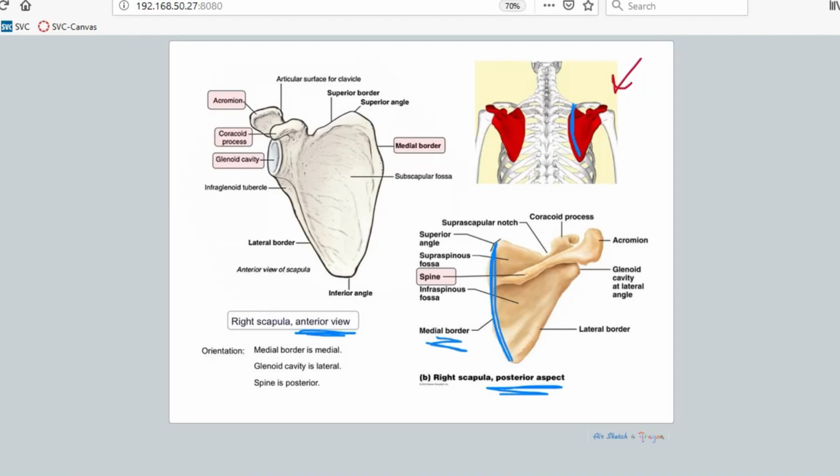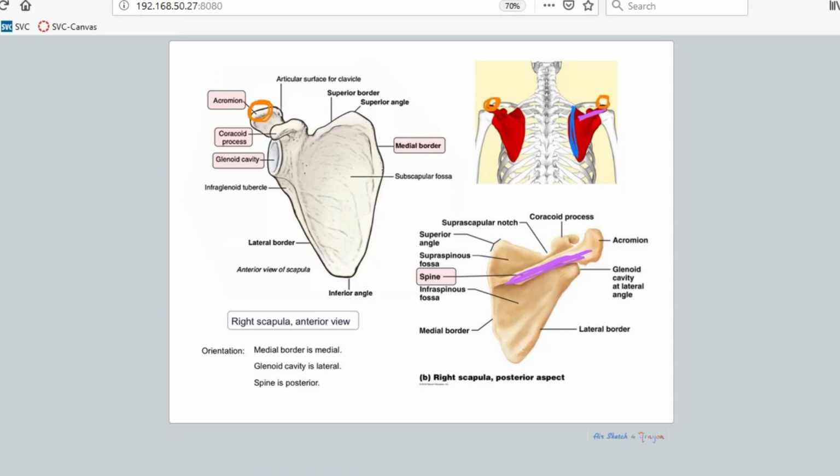Why is it called medial border? Because it's medial. So that's a handy landmark to know. That's the medial border. It faces medially. You also have the spine of the scapula. There's the spine of the scapula there. Okay. We have the acromion process there. You can see the acromion process forming a joint with the clavicle.